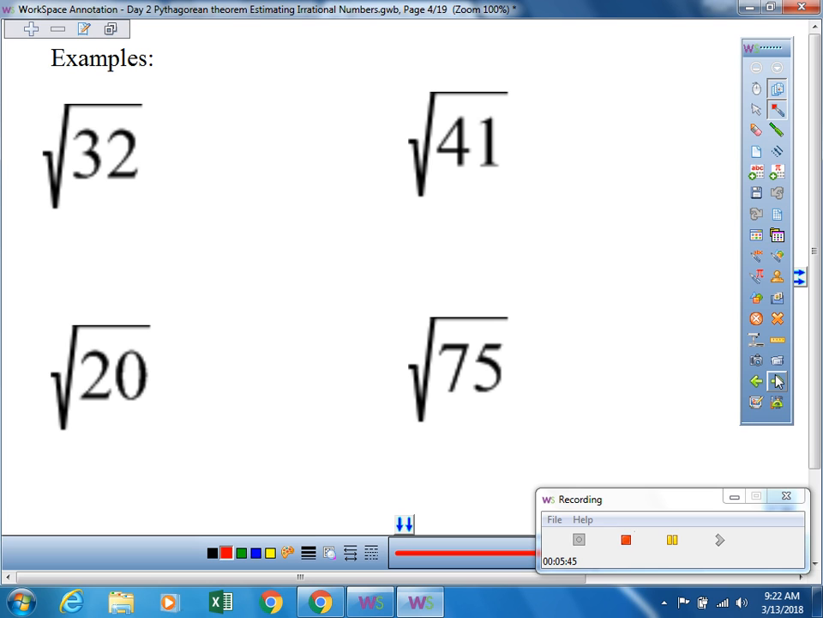So let's try some together. Write down this first one, square root of 32.